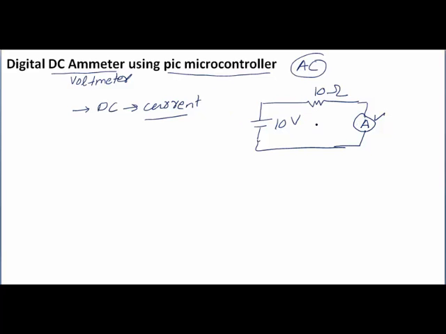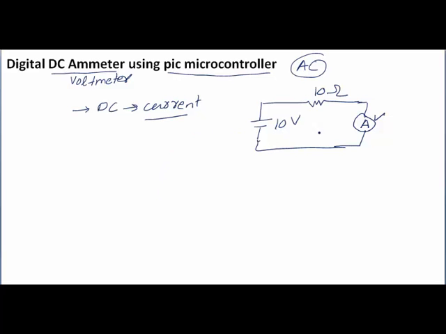Most of the time you deal with analog or digital types of ammeters, and you must be wondering how you can design your own ammeter using a PIC microcontroller. If you ever wonder about it, your curiosity ends here. In this lecture I'm going to discuss in detail how to design a digital DC ammeter.